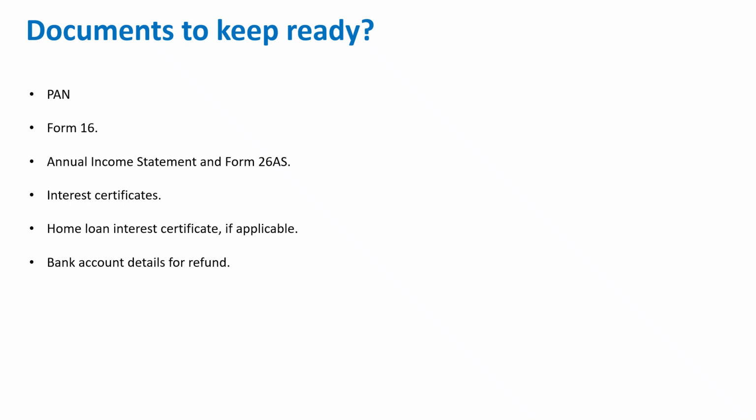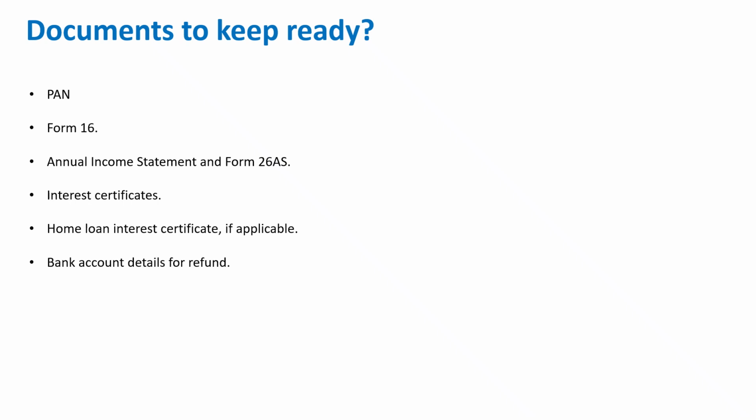Third, a very important document, AIS, Annual Information Statement, which you will find on the income tax site. This will give you the breakup of all different types of incomes, not only salary, it could be your interest, your dividend. And Form 26AS, this also you will need to download from the income tax site, where you will find details of the income earned and the tax deducted on that income.